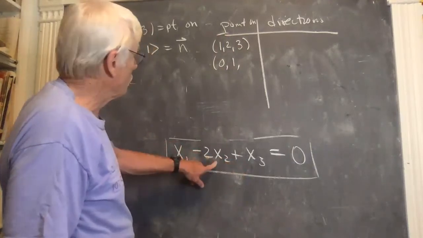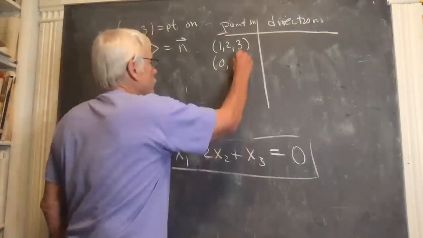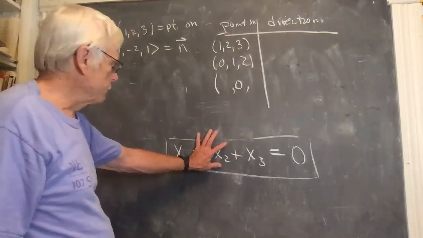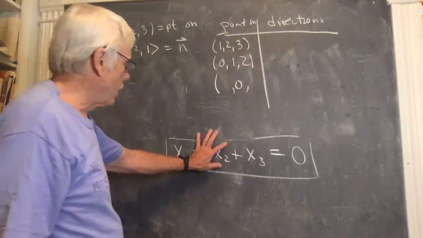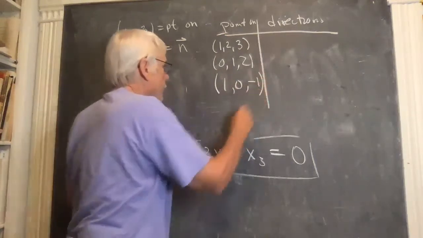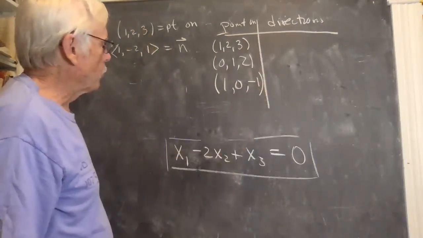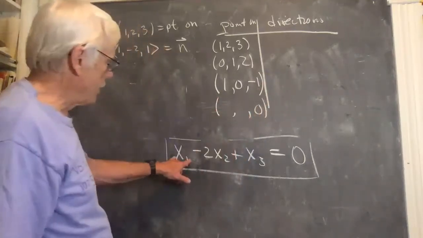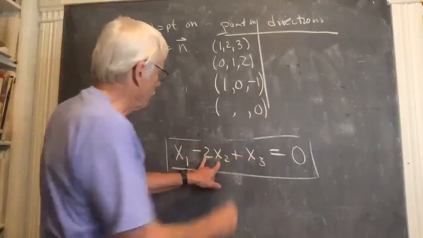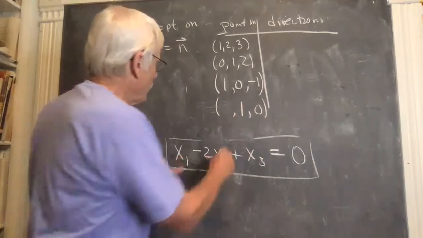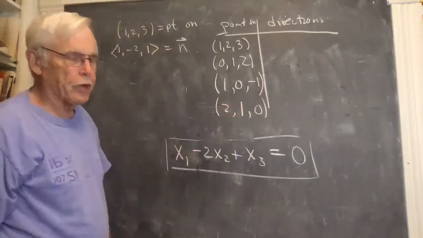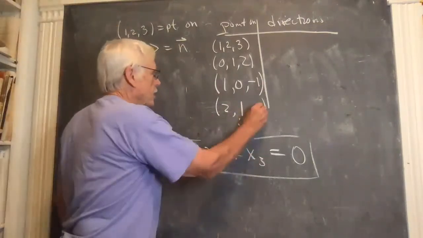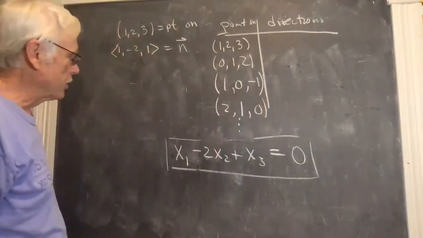So 0 minus 2, x3 is 2. I'm going to set x2 equal to 0 and get another one. So that means that x1 and x3 are negatives of each other. x1 plus x3 has to be 0, so 1, 0, minus 1. Setting x3 equal to 0, we'll say that x1 minus 2x2 is 0, so if x2 is 1, then x1 would have to be 2 in order to satisfy this equation. So we're just plugging and chugging and finding some points. Letting one of the variables be 0 usually is an easy way to do it.